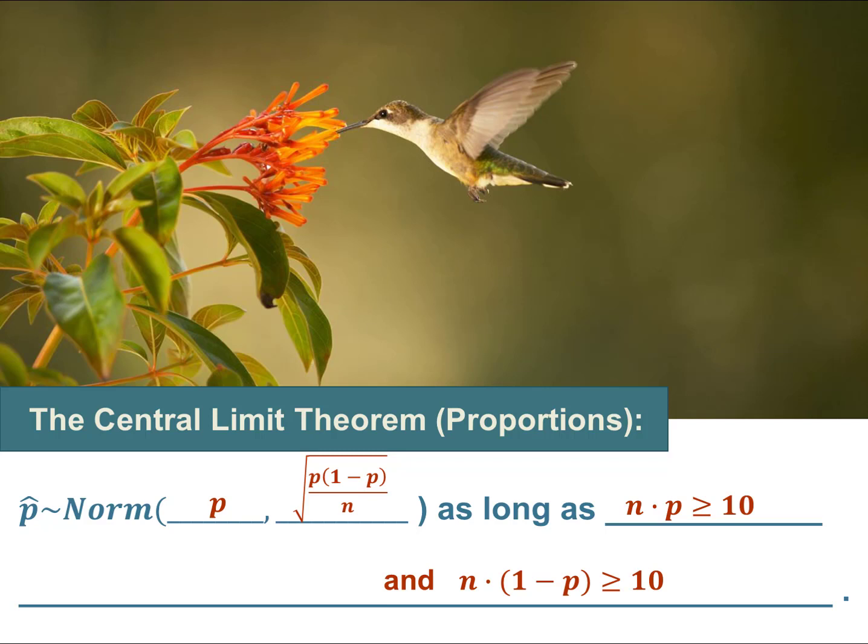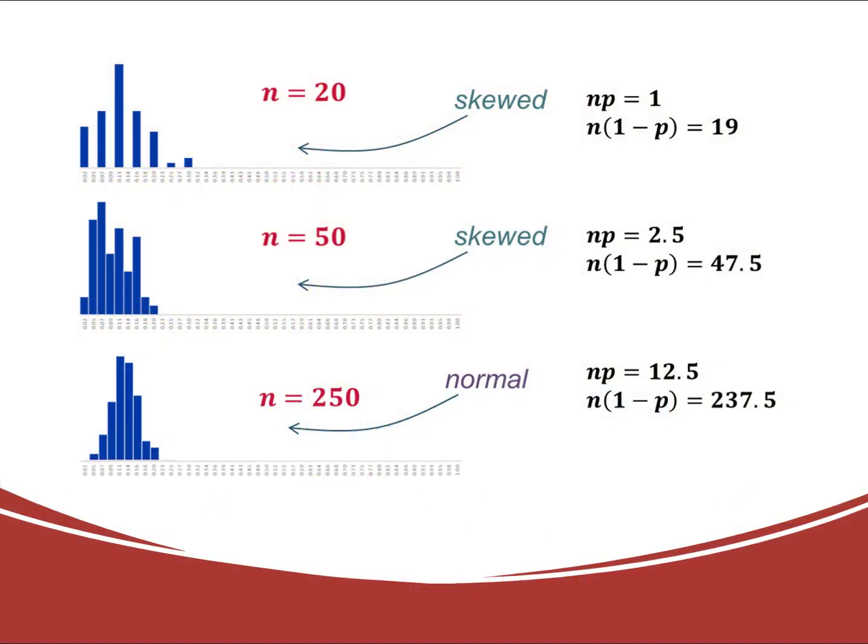What these conditions are doing is trying to prevent any skewness from creeping into the sampling distribution. To see this, imagine that we have either a really small or a really large population proportion, maybe something like 0.5%. Then by requiring that n times p be at least 10, this is just making sure that we have a large enough sample size to adjust for such a small p.